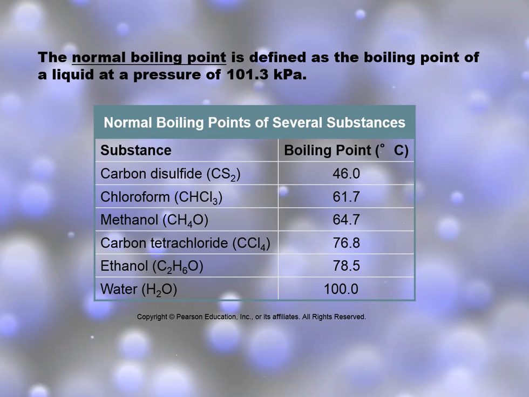The normal boiling point is defined as the boiling point of a liquid at a pressure of 101.3 kPa, which is standard pressure. If we look at all these different substances that we have here, we see that their boiling points are different, and it really has to do with their intermolecular forces. The stronger the intermolecular force, the higher the boiling point is going to be.